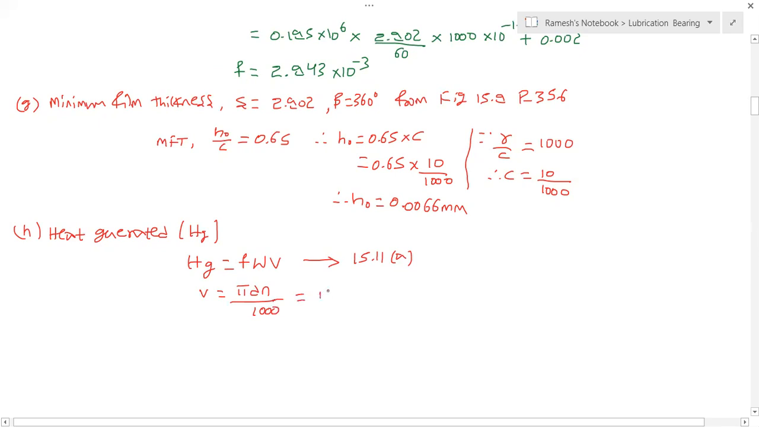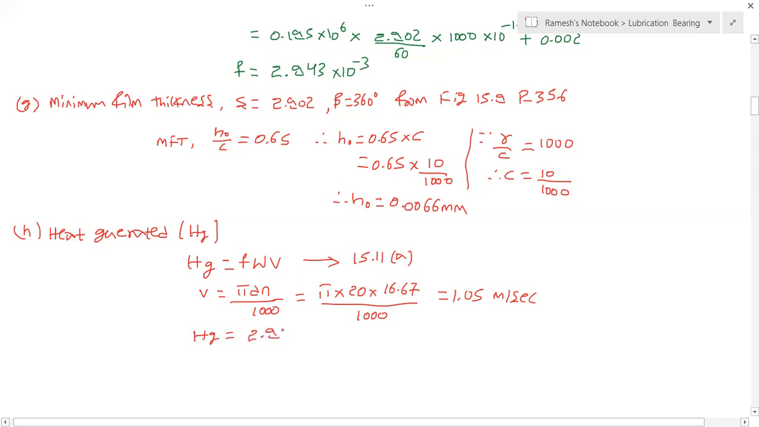Substitute the value. Pi, diameter is 20, N in RPS is given as 16.67, divided by 1000. From this, the value will be 1.05 meters per second. Substitute all the values, and you will get the heat generated.